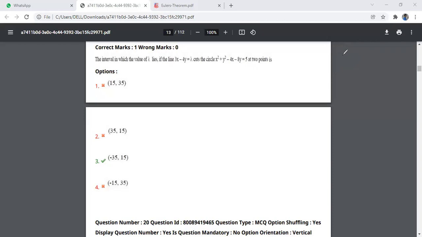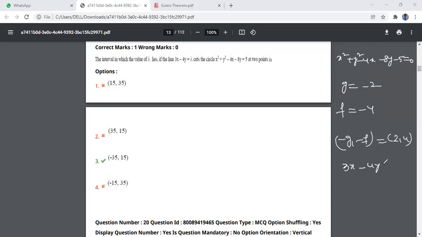Writing the equation here, x square plus y square minus 4x minus 8y minus 5 is equal to 0. From here I am writing g is equal to minus 2, f is equal to minus 4. But we want center minus g comma minus f. So minus g comma minus f means just 2 comma 4. And the equation 3x minus 4y minus lambda is equal to 0. From here, a is equal to 3, b is equal to minus 4, c is equal to minus lambda.